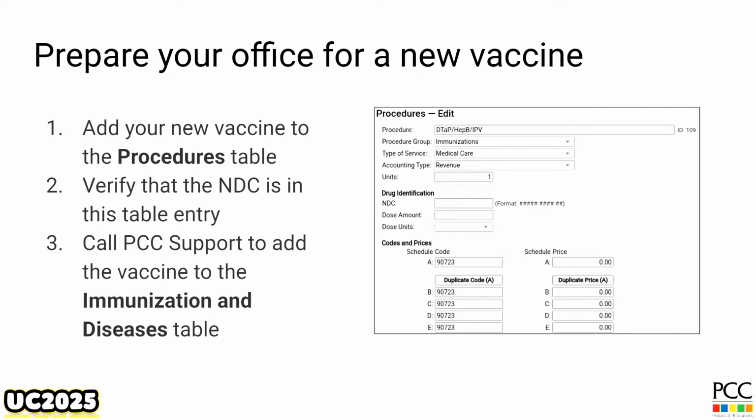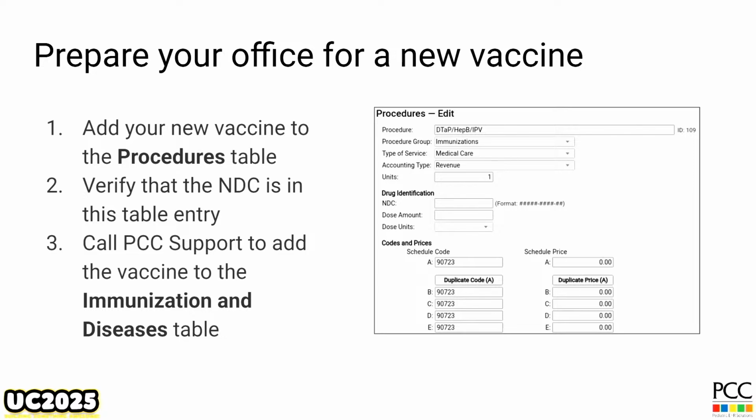So the first step is kind of in my realm on the billing side. You want to prepare your office for a new vaccine. The first step is you can use the new tables that we have moved over to the EHR. If you're not aware of that, we have moved them out of TED and they are now in the EHR. So you can add that to your procedures table.